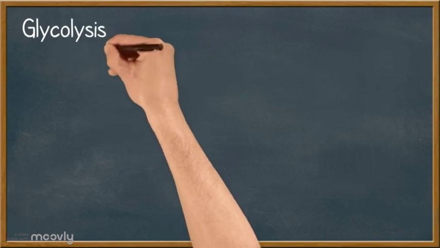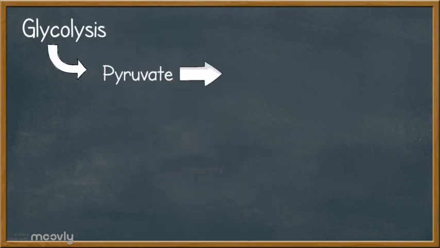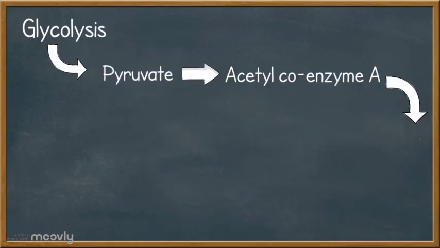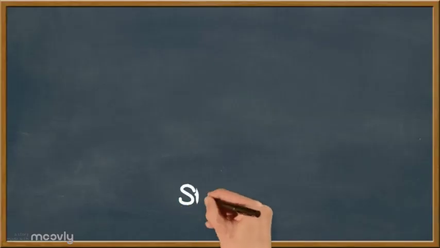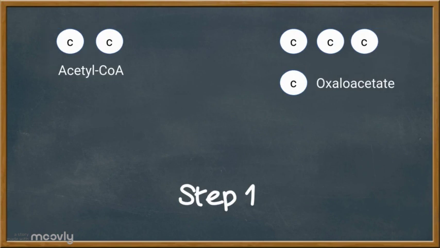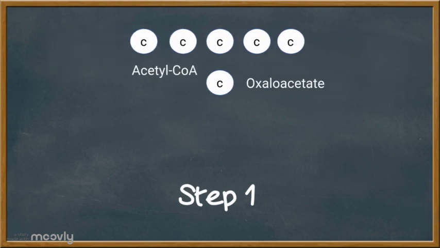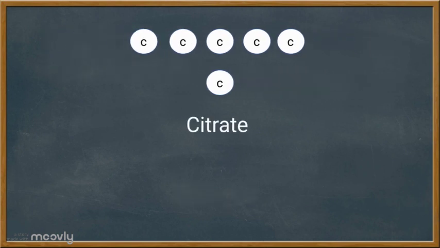The pyruvate produced in an earlier stage of glycolysis is oxidized into acetyl coenzyme A to be used in the first step. During step 1, acetyl-CoA and oxaloacetate join together via condensation reaction to form citrate. This reaction is catalyzed by citrate synthase.